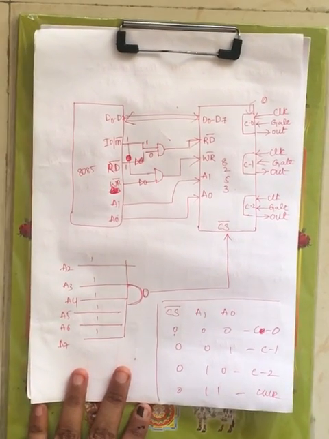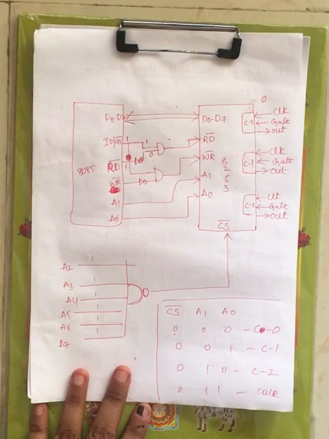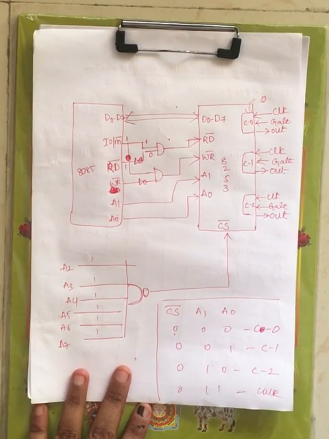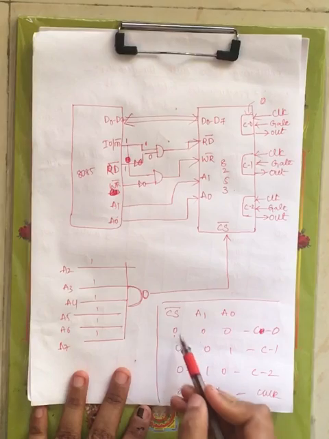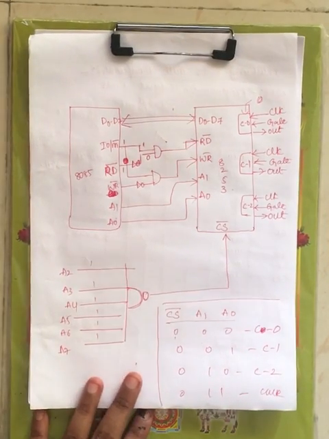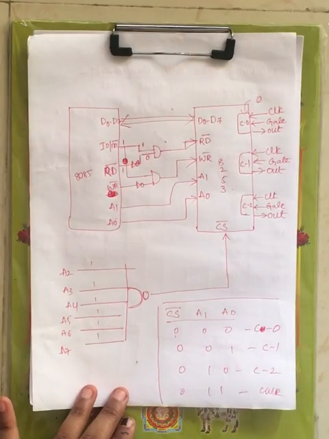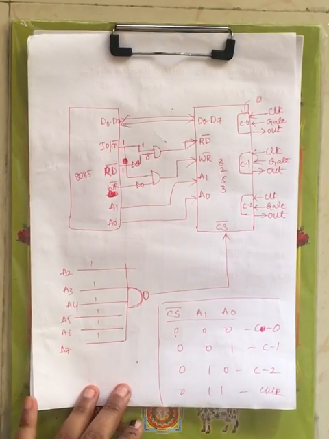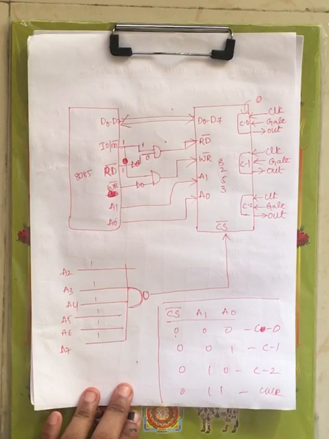Among the 3 counters available for your 8253, we can use only one based on the values of CS bar, A1 and A0. Now this is how to interface your 8085 with 8253.